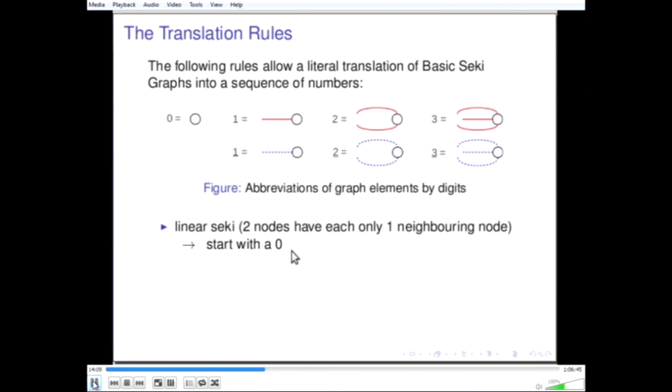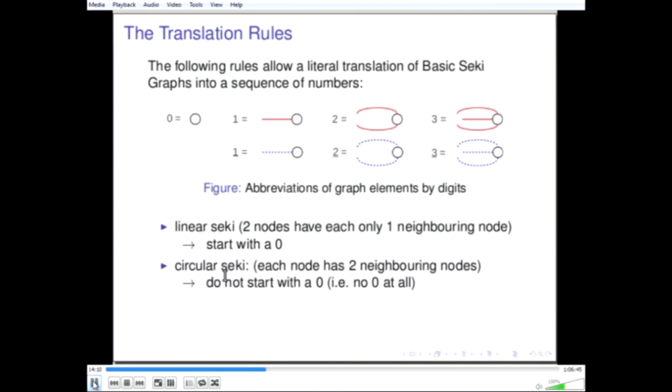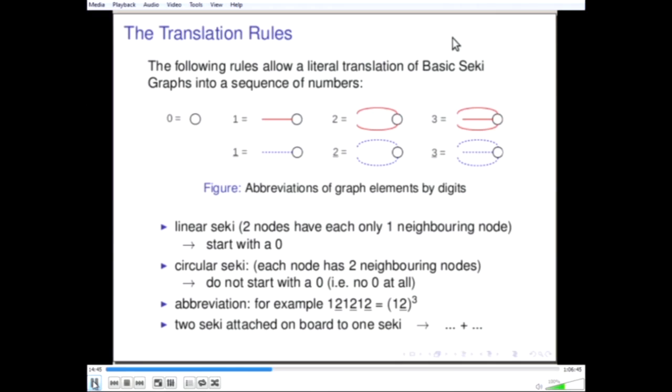Next, if we have a linear Seki, a linear one-dimensional structure, then we start with a 0. And if we have a circular Seki, then we do not start with a 0. We don't need a 0. We can have an abbreviation, where if a sequence of numbers repeats itself, like here 1 underscore 3 times, then we can write it as 1 underscore 3. And further, if we have two Sekis attached on a board, then we can link their encodings with a plus sign, as I will show in an example.